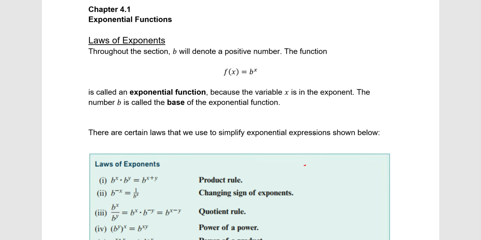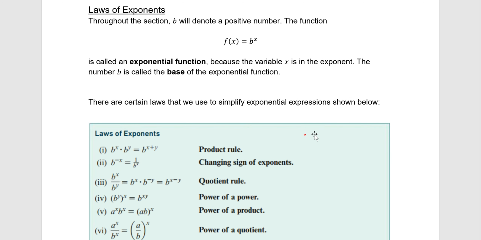Chapter 4.1, we're going to be going over exponential functions and starting with laws of exponents. So for this section, if we see a b, that's going to denote a positive number, and x is obviously going to be a variable. So if we have the function f of x equals b to the x, that is an exponential function because the variable x is in the exponent, and the b we call the base of the exponential function.